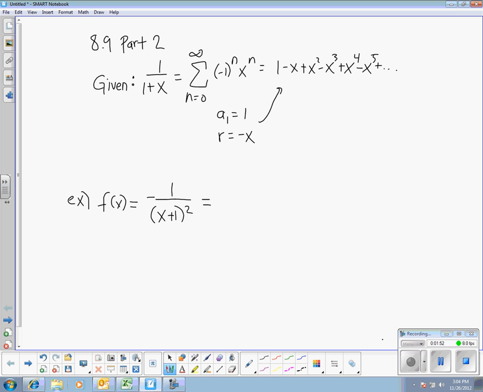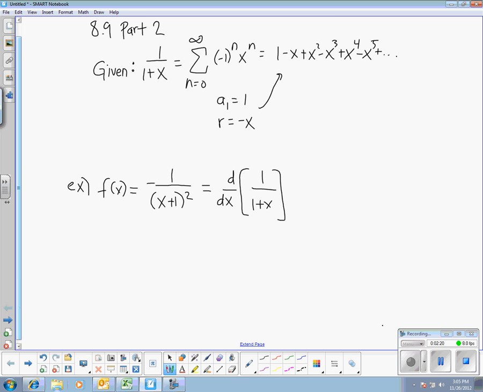However, and this clue is given in your book on this particular problem, what I'm giving you is the derivative of 1 over 1 plus x. Okay, take the derivative, you have something to the negative 1, that becomes negative, that's something to the negative 2. And you can convince yourself that the thing I gave you to start is the derivative of the given info at the top. So if I want to find an infinite series for this function that's given in the example, I just need to take the derivative of the one I have at the top.